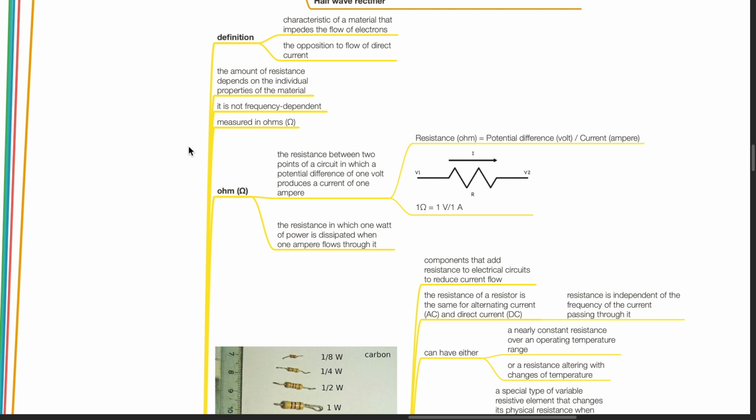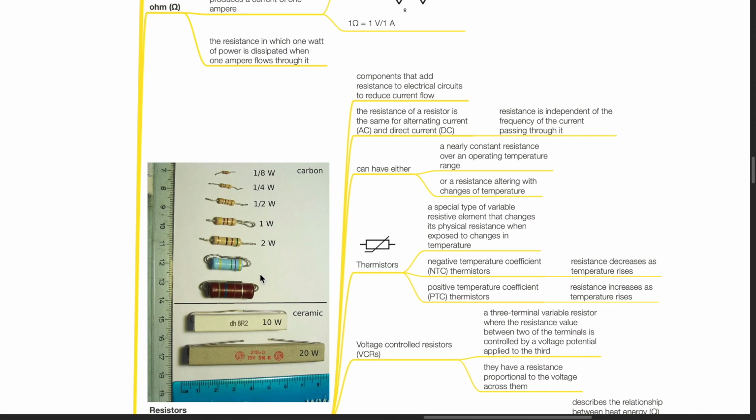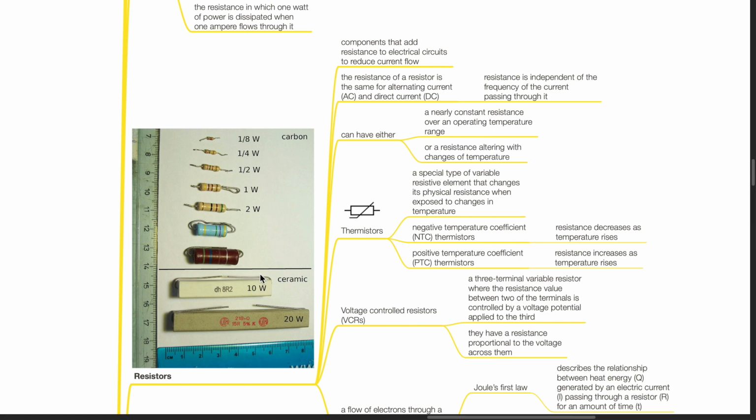Ohm is also defined as the resistance in which 1 watt of power is dissipated when 1 ampere flows through it. Resistors. Resistors are components that add resistance to the electrical circuits to reduce current flow. The resistance of a resistor is the same for alternating current and direct current, i.e., resistance is independent of the frequency of the current passing through it.